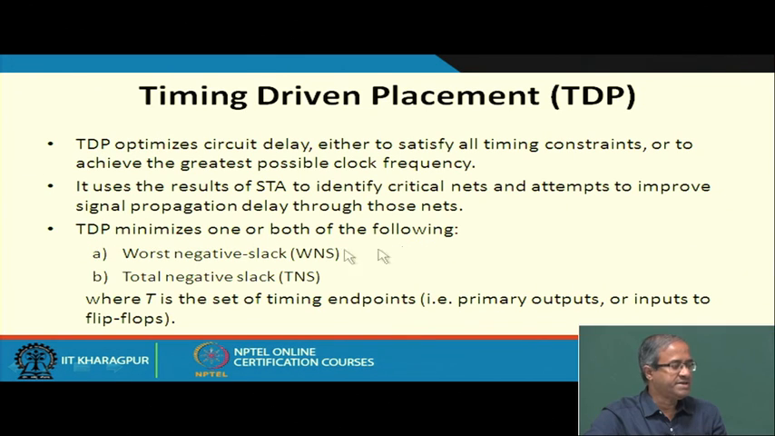The timing driven placement aims to minimize one or both of these parameters. Of course, it will try to eliminate the timing violation in terms of negative slacks, but there are two ways in which you can measure that. You can either measure in terms of worst negative slack, you find the slack value that has the greatest negative value in terms of magnitude. So, it is the worst value that is there, or you can sum up all the negative slacks and see the total negative value there. So, either one you can use.